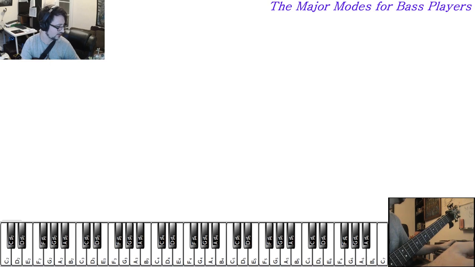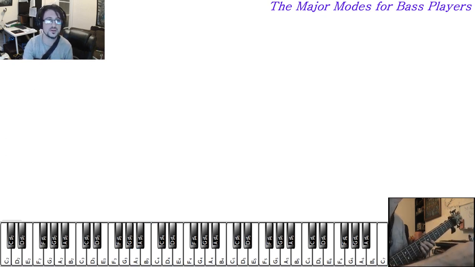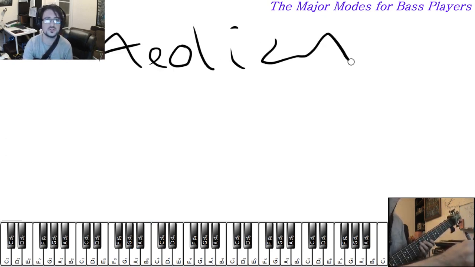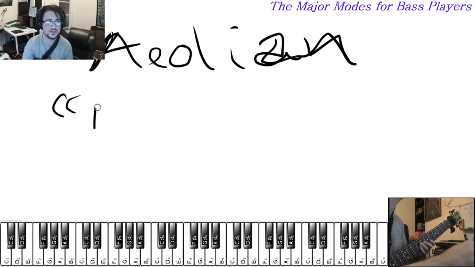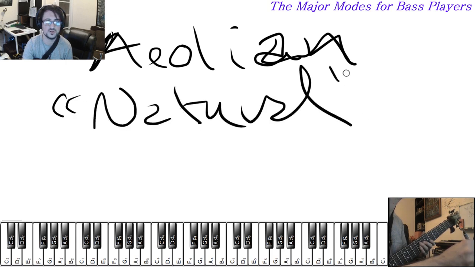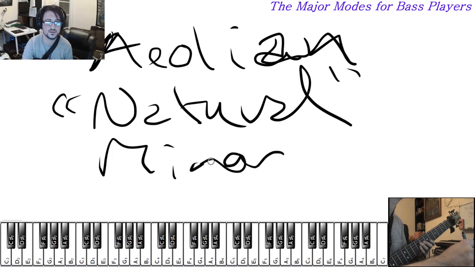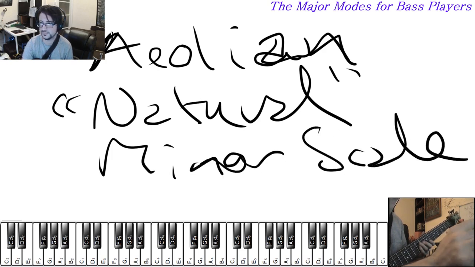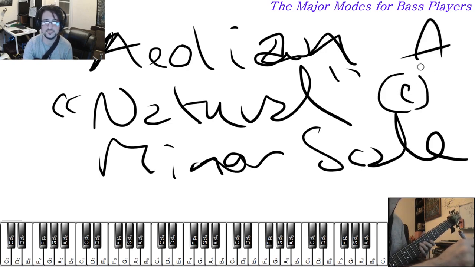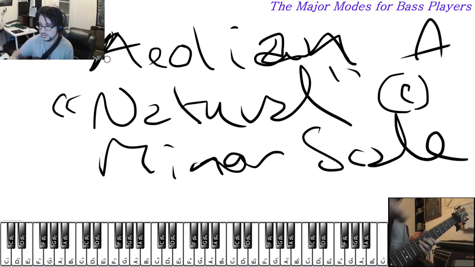Next we have the ever lovely, ever loved range of notes, which is called the Aeolian scale. That's an A, that's an N, that's an A, or the natural minor scale. And this would be in A if we're in the key of C. So we've seen the range of notes on the piano, we know the name of the scale, so what does it look like on the bass?